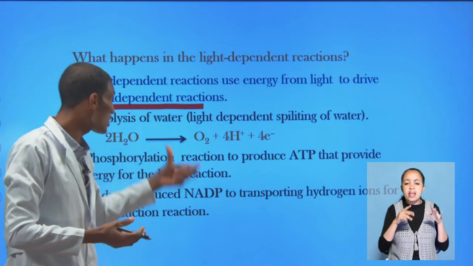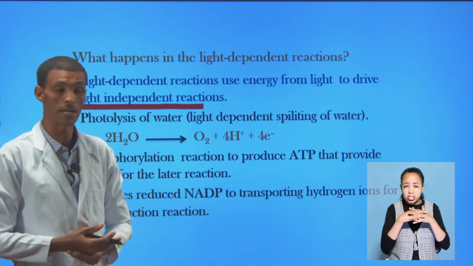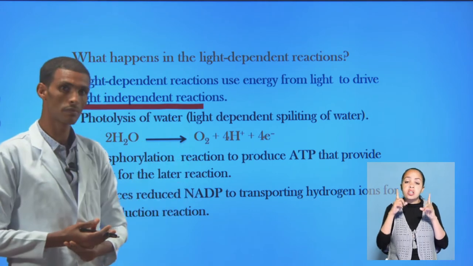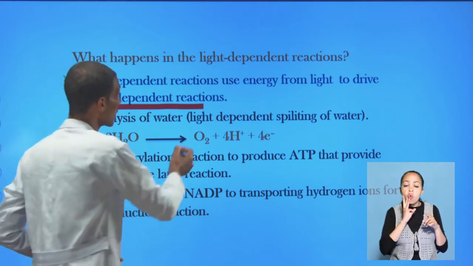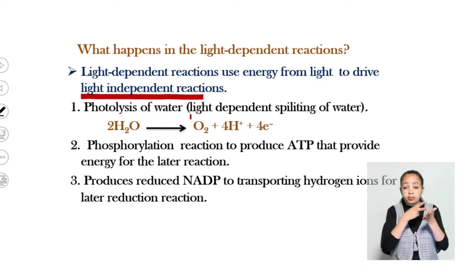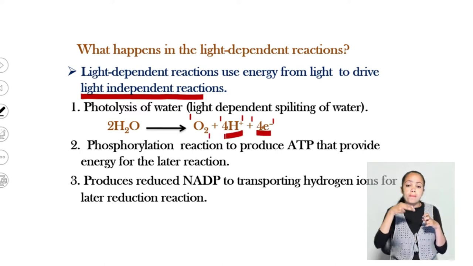The first reaction that takes place within the thylakoid membrane is photolysis of water. This photolysis of water produces oxygen, protons and electrons. There are 4 electrons, 4 protons, oxygen and the water molecule.